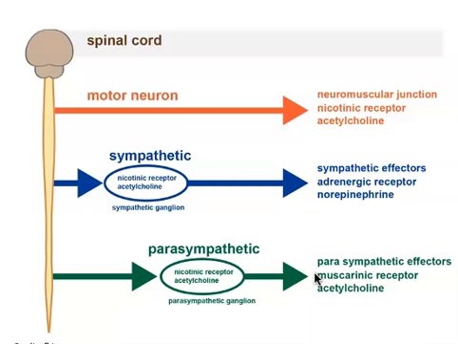So we're going to find nicotinic receptors on both the somatic side of the nervous system and the autonomic. And in the autonomic side, we're going to find nicotinic receptors in both the sympathetic and the parasympathetic division. Muscarinic receptors are only found in one place, autonomic side and only parasympathetic.